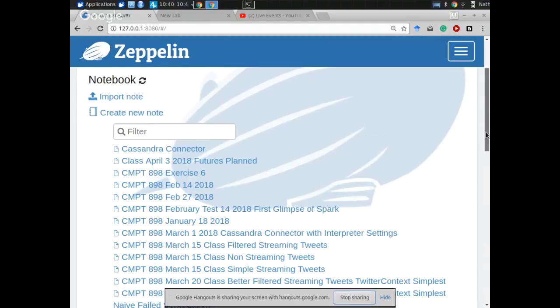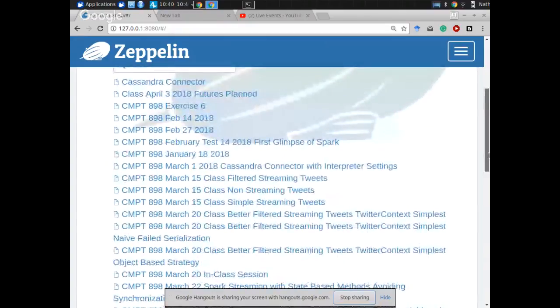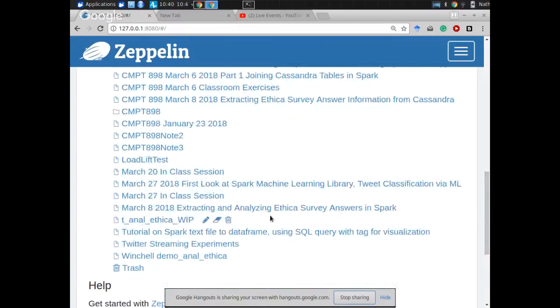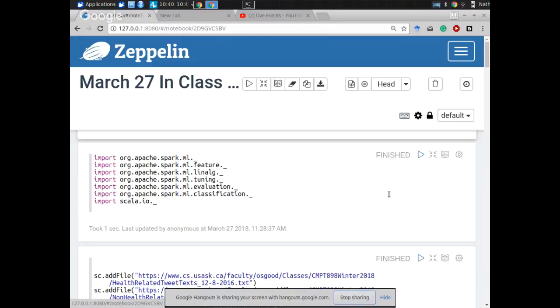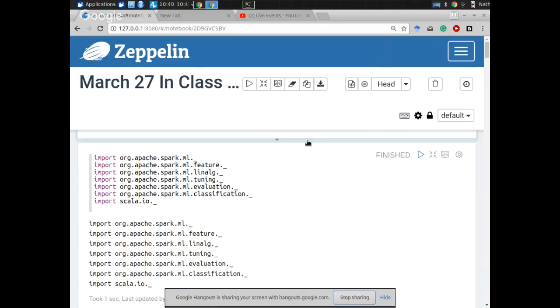we're going to go back to material that we've been covering in our most recent lectures. So there's this March 27th in class session. As I recall, this has been material that we've hit on in the past two times that we've been here. And I need to re-execute this just because I had to shut down the Zeppelin in between, but I'll use that to rehearse.